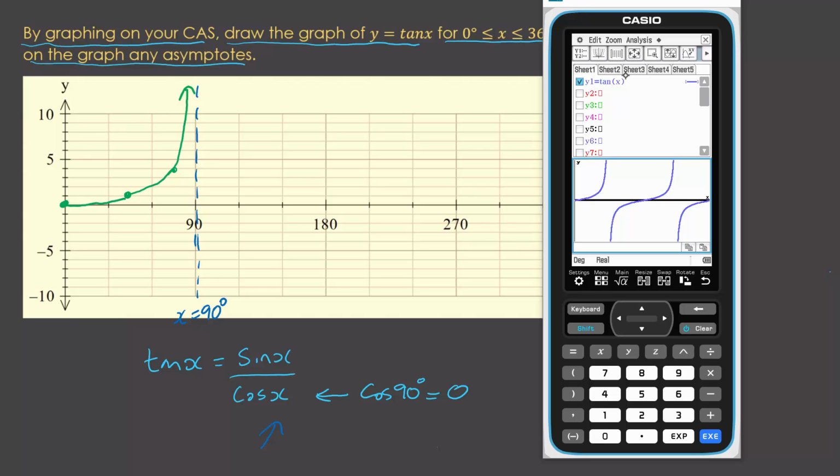Now, if we go back to the table of values, what then happens? Well, we can see at 135 degrees that it's -1. At 180 degrees, it's 0. At 225 degrees, it's 1.